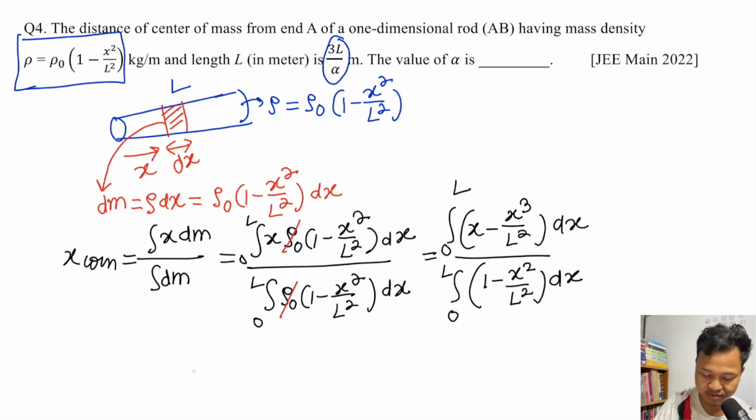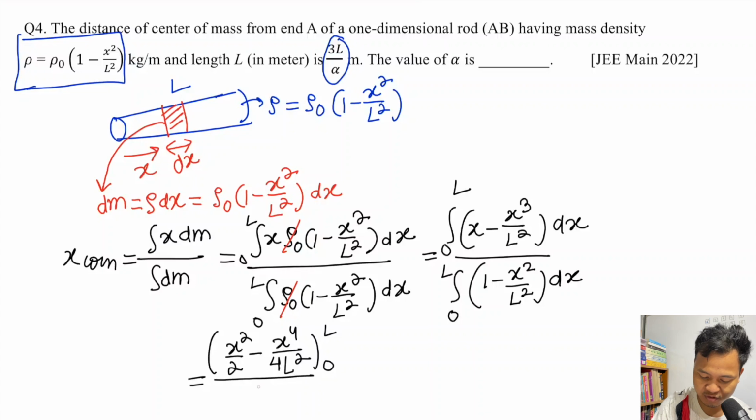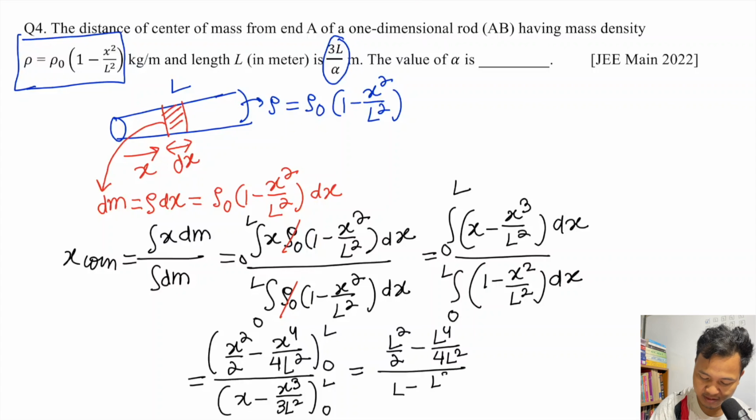Integrating, we get x squared divided by 2 minus x power 4 divided by 4L squared from 0 to L, divided by x minus x cubed divided by 3L squared from 0 to L. Putting in L, I will have L squared divided by 2 minus L power 4 divided by 4L squared, divided by L minus L cube divided by 3 times L squared.